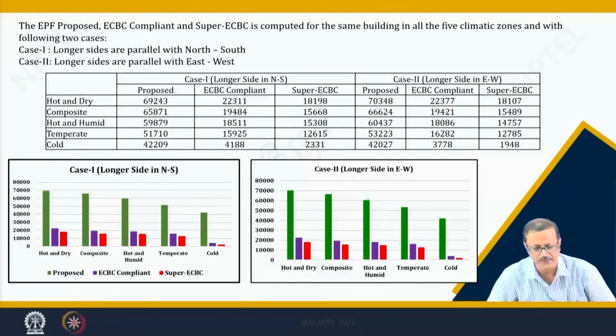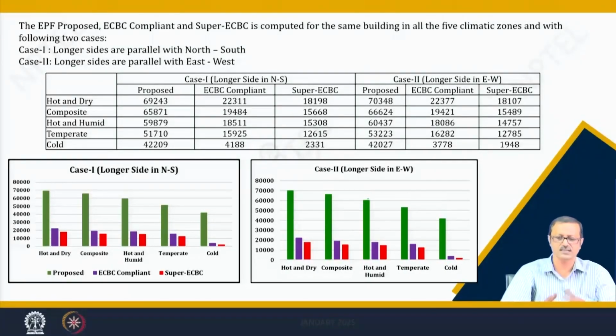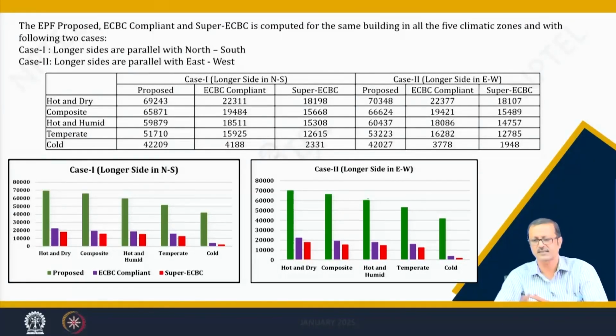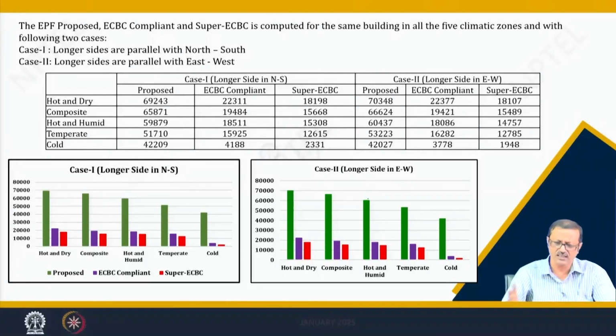So, I have calculated for this, which we discussed, the longer side north and south and the longer side east and west, and proposed values. In all cases you see the green tall bars are your proposed values for all these 5 climatic zones, the purple ones are your ECBC compliant, which is very low, and the red ones are the super ECBC, which is further low. You can see how much insulation is required for all the climatic zones to reduce your green bars to be similar to the purple bar or maybe the red bar.